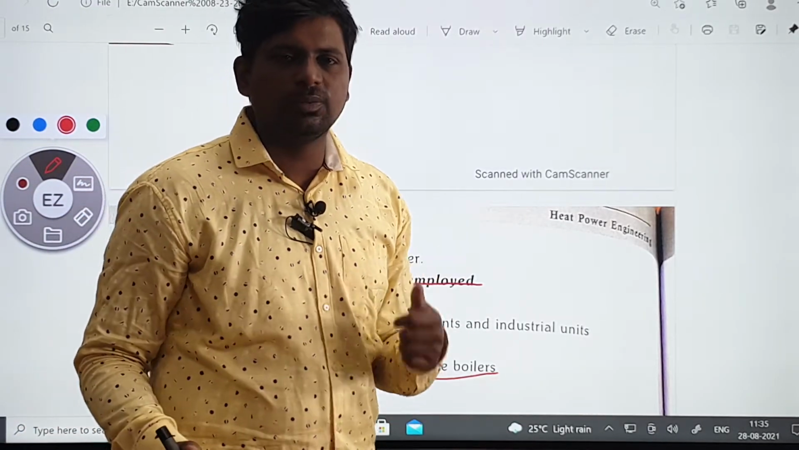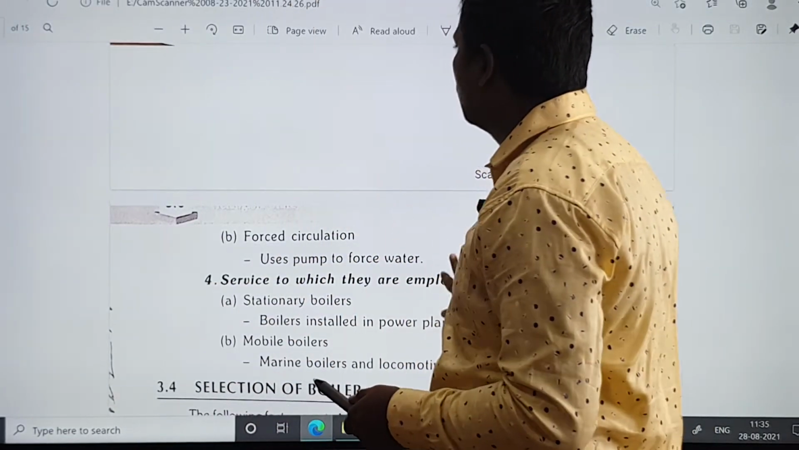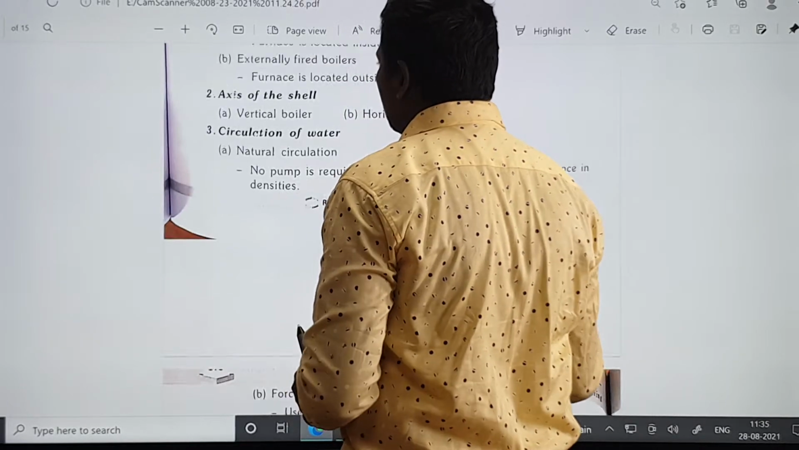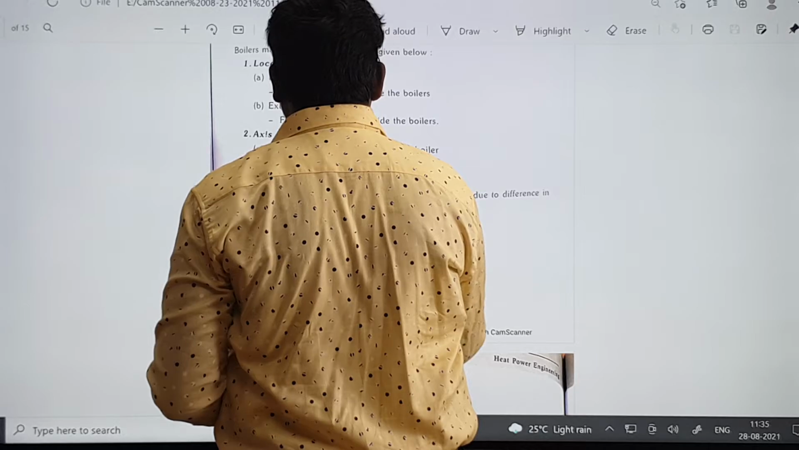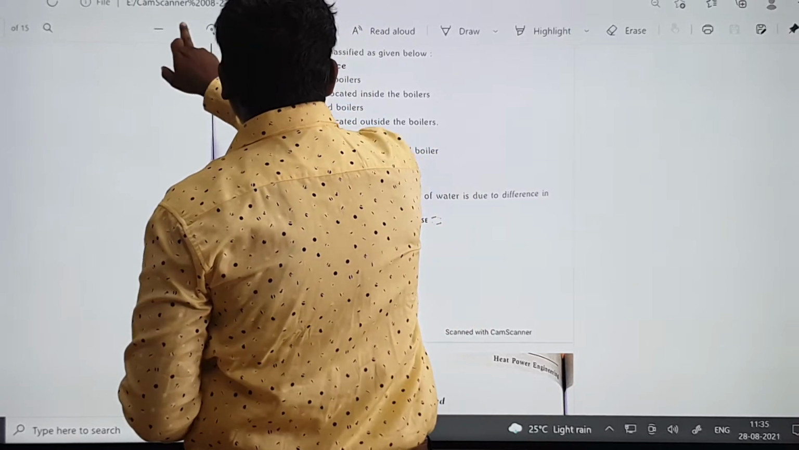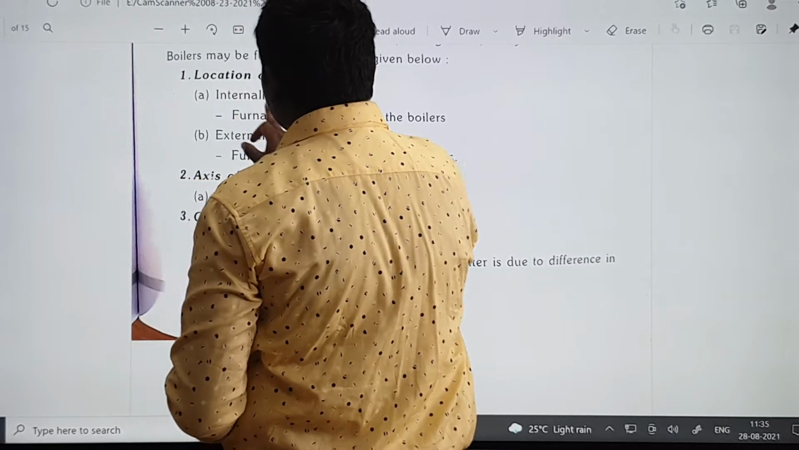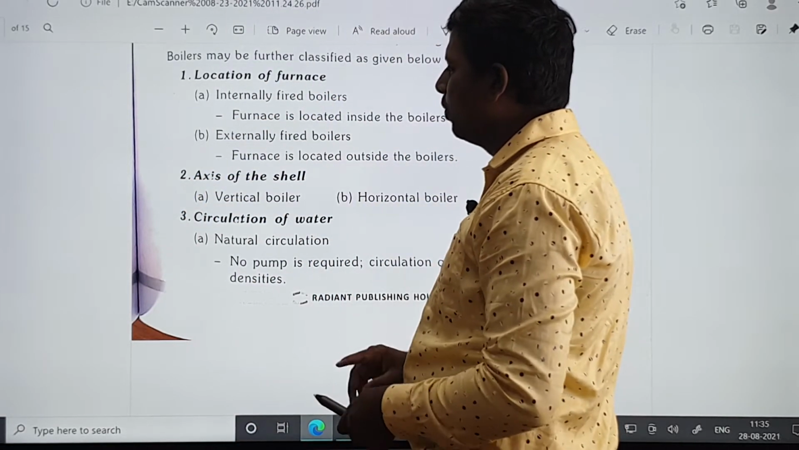So these are the classification of boiler. What classifications are there for the boiler? As you can see, what is given first here? Location of the furnace. So the first one is the location of the furnace: internally fired boiler and externally fired boiler.